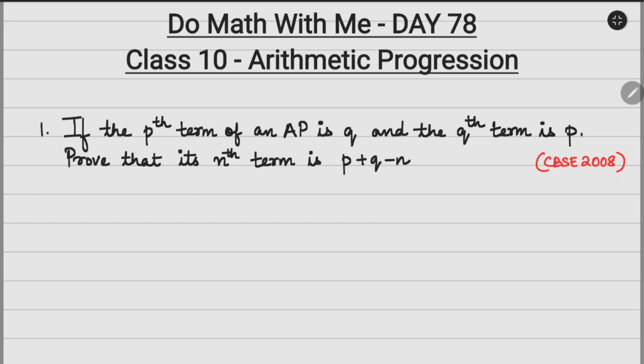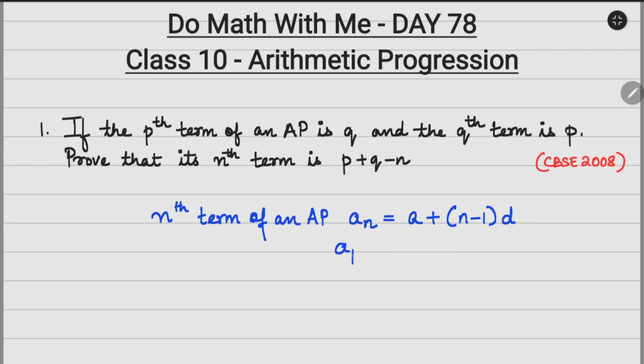Let's get started. So we know the nth term formula. The nth term of an arithmetic progression is denoted by a_n, which is equal to a plus (n minus 1) into d, where a is the first term, n is the number of terms and d is the common difference, that means the difference between any two consecutive terms. So this is your nth term formula.